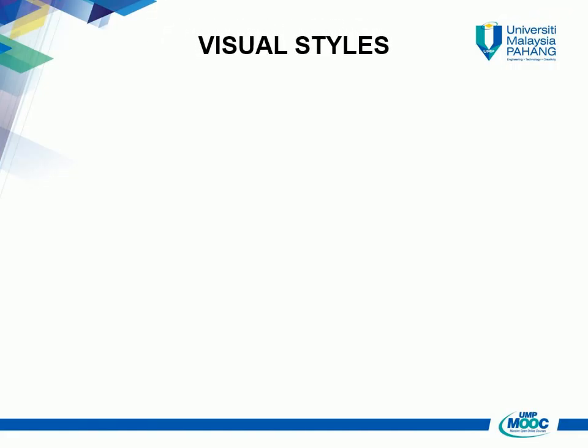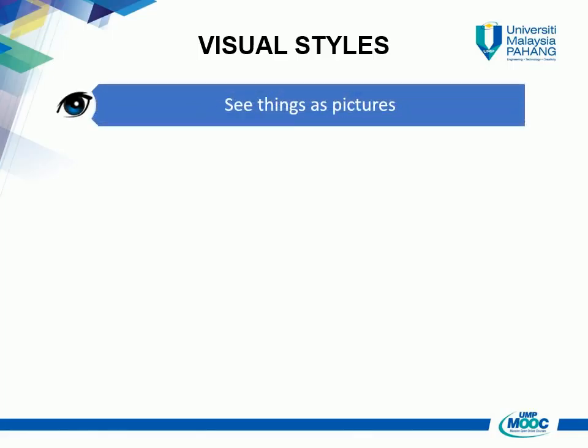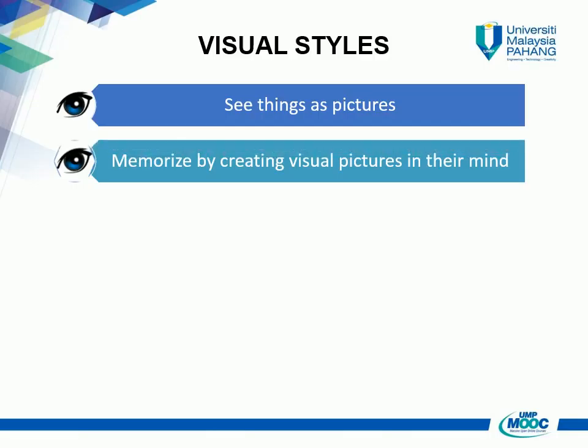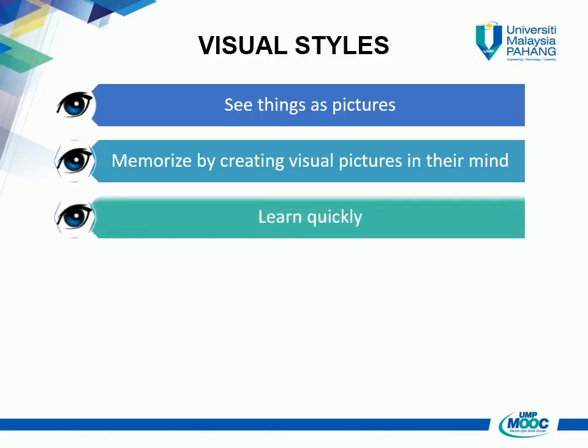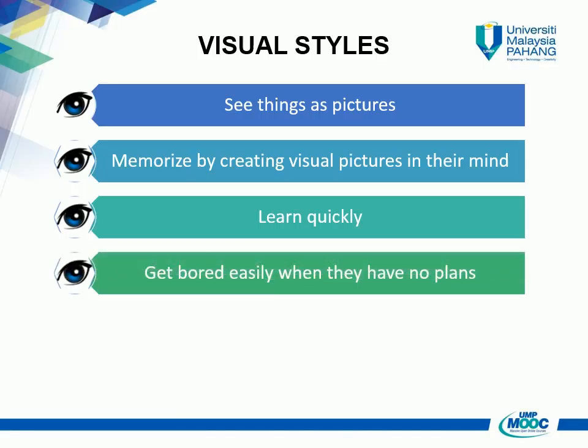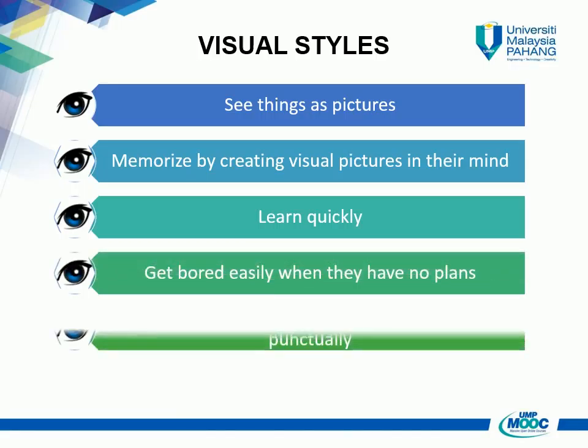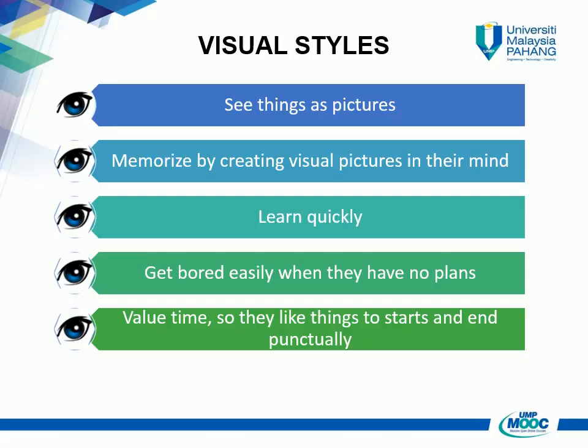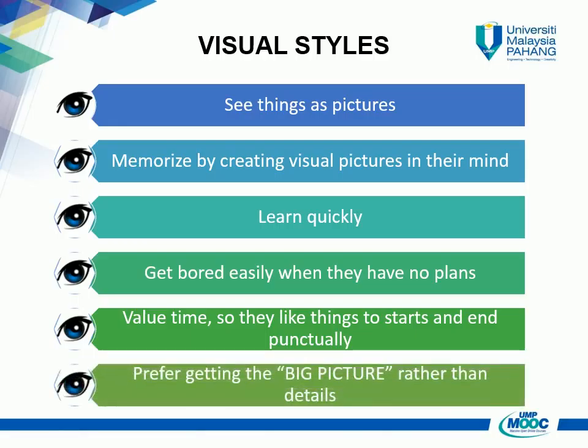For people with visual style, they see things that they learn as pictures. Their method of memorization is by creating visual pictures in their mind. Due to this, they learn very quickly and get bored easily when they have no plans in hand. People with this style also value time, so they like things to start and end punctually. They prefer getting the big picture rather than knowing the details.